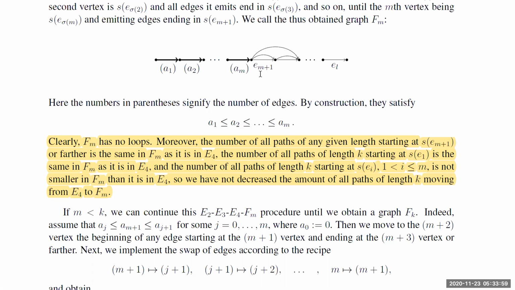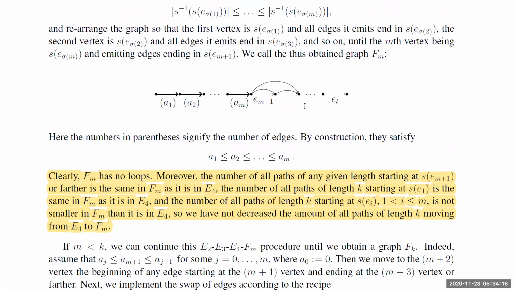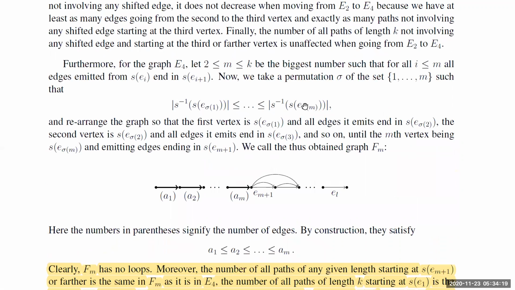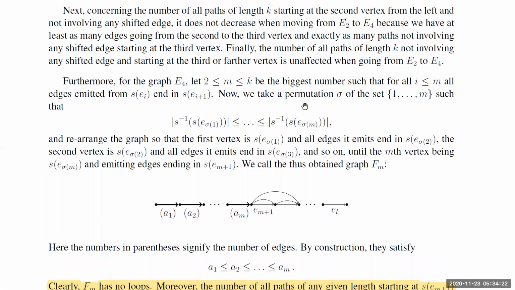And now I want to discuss the situation in which m is equal to k. Well, in a way, when m is equal to k, then somehow this definition was not quite precise. I have to correct it in the notes. So we define m as the biggest number such that for all i's less than m, no, wait a second.